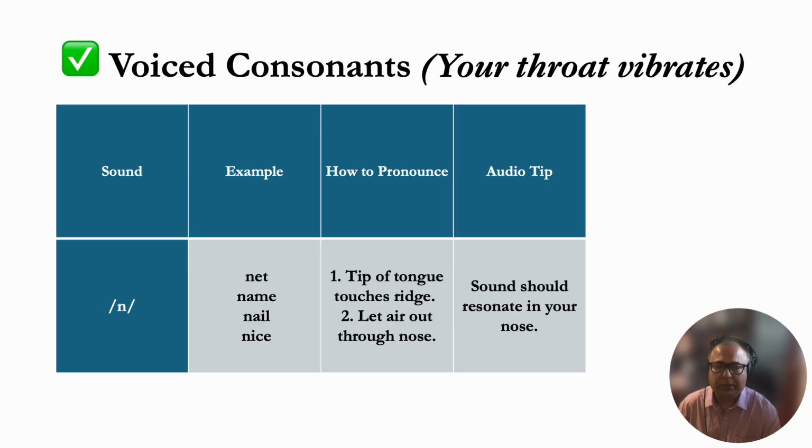All right. So the next nasal consonant is n. Net, name, nail, nice. Now this time for m, you had to close your lips, but to pronounce n, raise the tip of your tongue and touch your alveolar ridge with it. Like na, na, na. Let air out through your nose. And if you pinch your nose again, you see, it sounds weird. So these are the three sounds in American English that are called nasal, because the nose is involved.